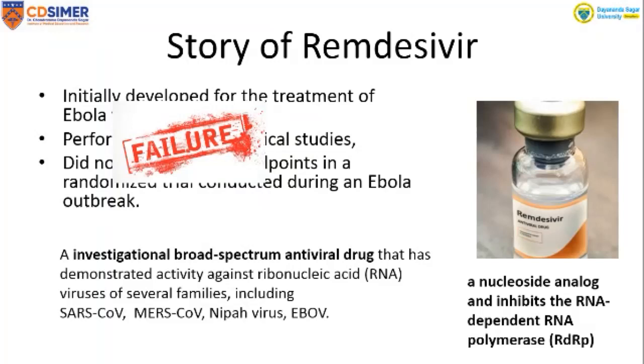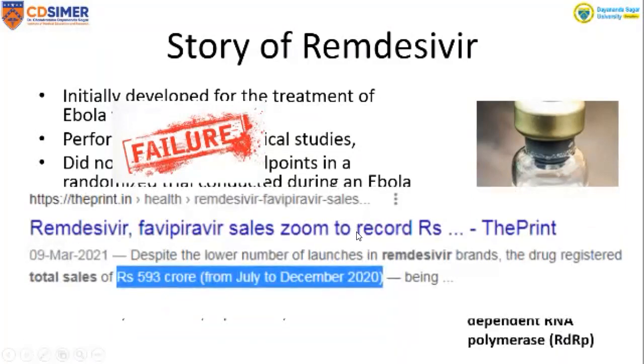New drugs, if you keep on developing them, and if you have proper evidence, then in an emergency like COVID-19, we were able to use them, and it has been shown to be useful. It was useful, and it was found to be doing very well in the market. Okay, so you can see that within 6 months, from July to December 2020, almost 600 crores of money was made by this drug.